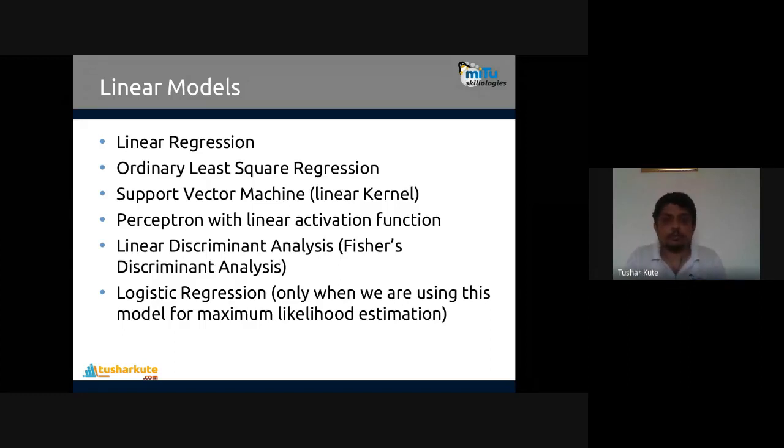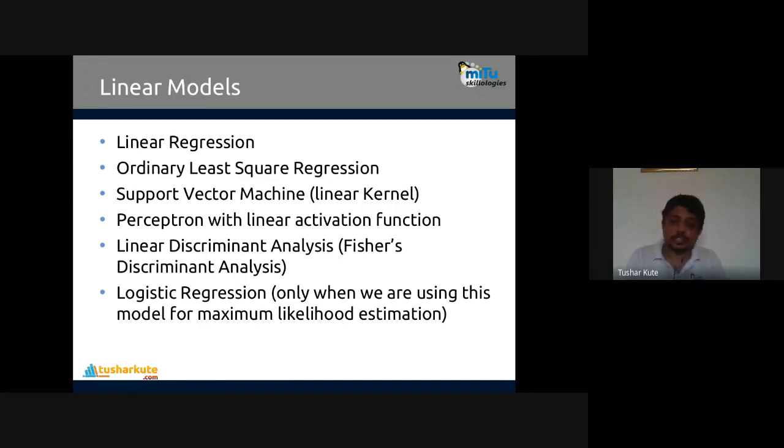So I have listed a few of them. Linear regression, which you have already seen. Then logistic regression, which I'll also show you now. This is used for maximum likelihood estimation. Then ordinary least square regression, OLS. We have that as a completely separate topic, which we will also see.